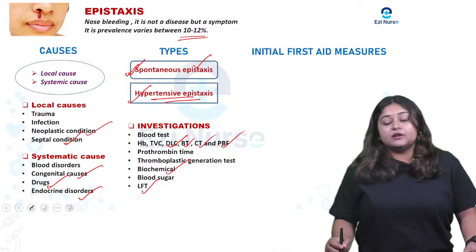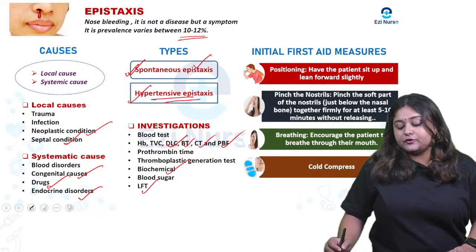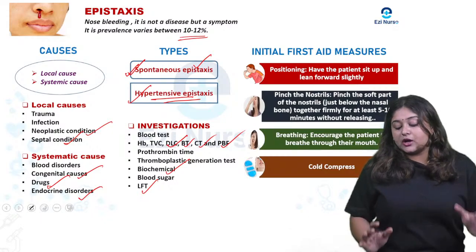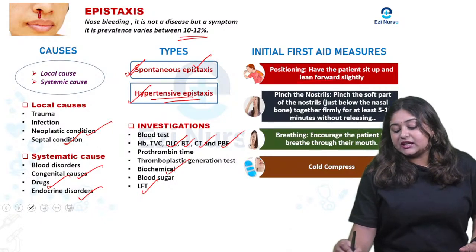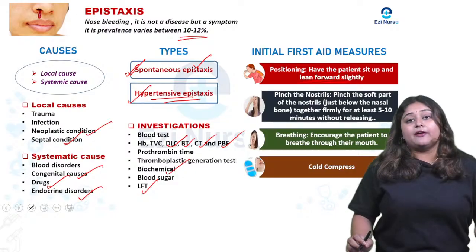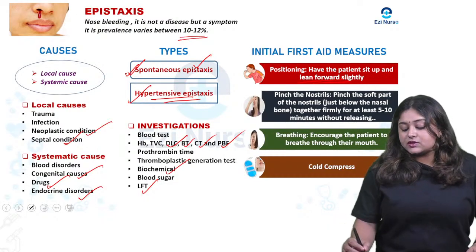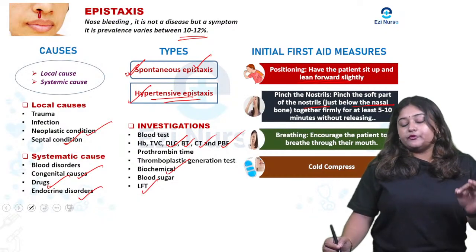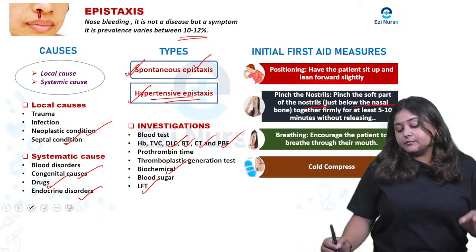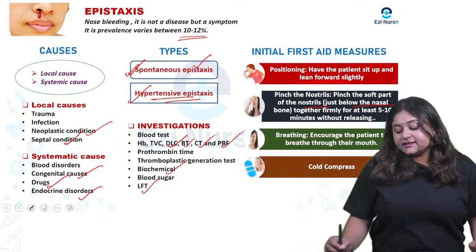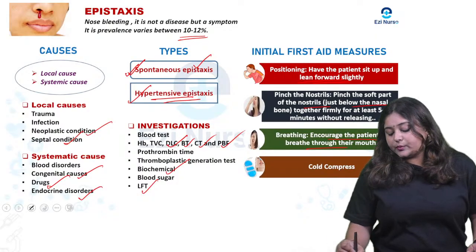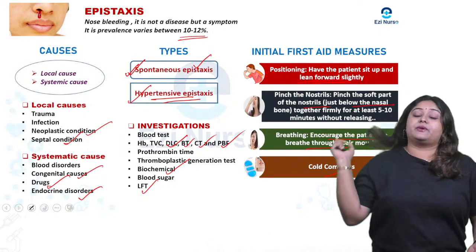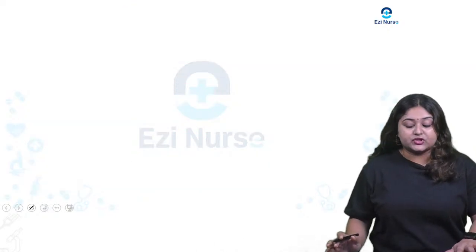Next are the initial first aid measures. So what are the initial first aid measures? First is positioning. We have to place the patient in a proper comfortable position, especially leaning forward slightly, and then pinch the soft part of the nostrils together firmly for at least 5 to 10 minutes without releasing. Next is breathing. Encourage the patient to breathe through their mouth, and last is the cold compress. Okay, so these are all the initial first aid measures.